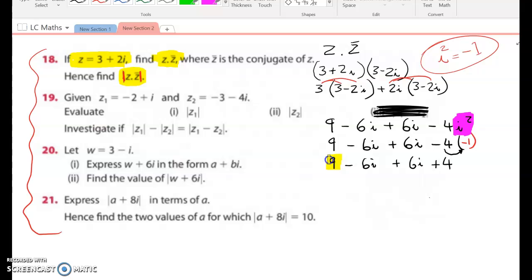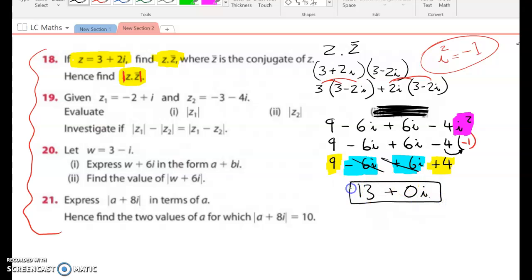Now we've got real, and we've got real, and we've got imaginary, and we have imaginary. So the reals with the reals. 9 plus 4 is 13. Minus 6i plus 6i, that's gone. They cancel. So it's just 13 plus 0i. So that's what z times z conjugate is equal to.